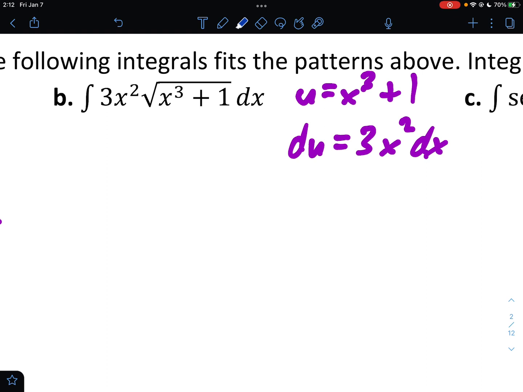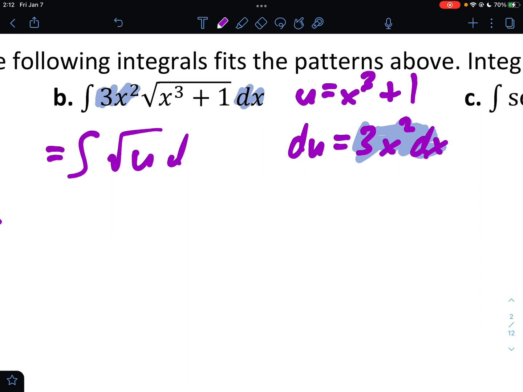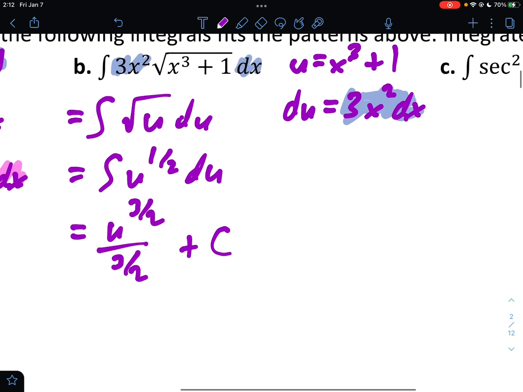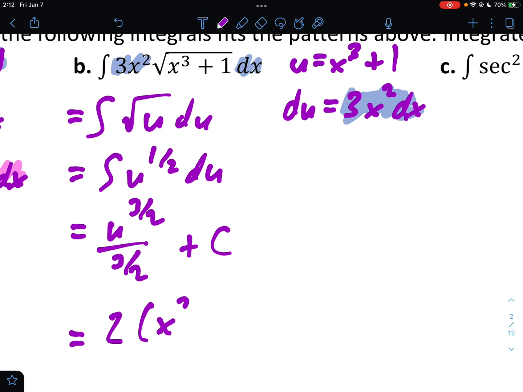And look at what we have here. 3x squared dx is du. So I can rewrite this as root u du, or better as u to the 1/2 du. Taking the antiderivative of that, we get u to the 3/2 over 3/2 plus c. And finally, rewriting that and resubstituting back in, we get 2 times x cubed plus 1 to the 3/2 over 3 plus c.